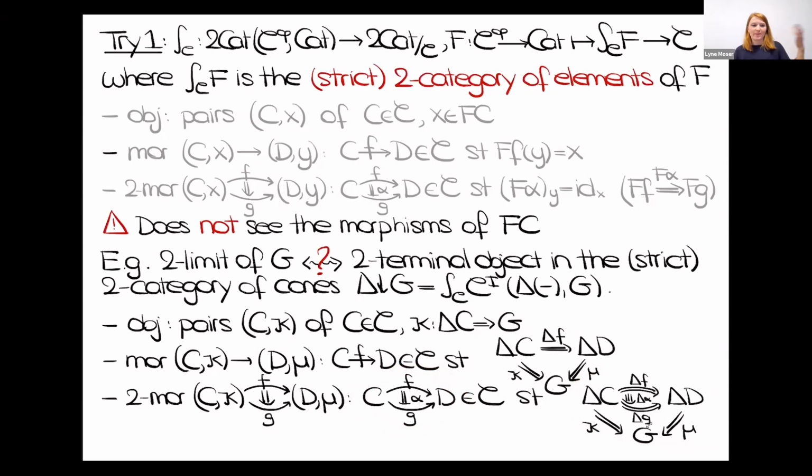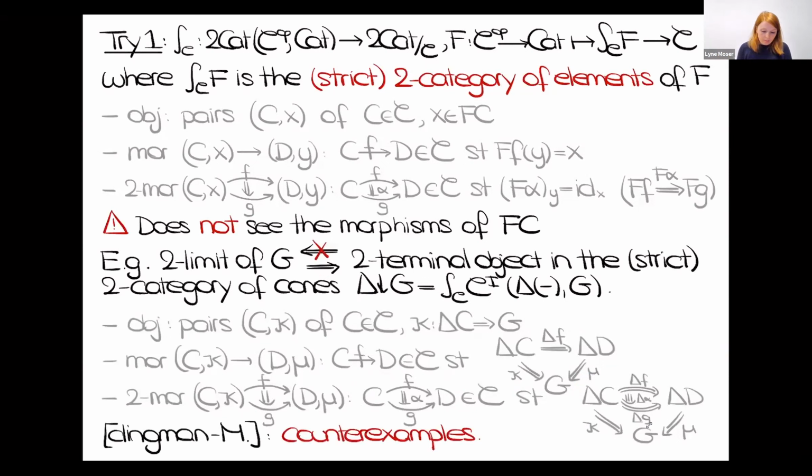But because of what I said before, that we don't see any of the modifications or the morphisms between the cones here, this is kind of a problem. And although it was already known to probably a lot of two-category people, we provided with Clingman some very small counterexamples showing that a two-terminal object in the strict two-category of cones is not necessarily a two-limit. So one of the two implications is still true, but the reverse one is not. And this is telling you that this first construction is actually not enough to encode the full data of a two-limit.